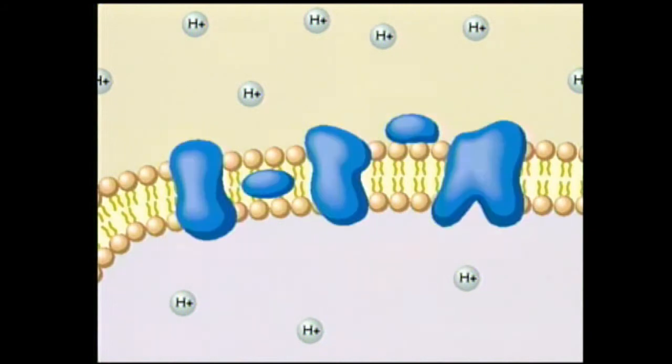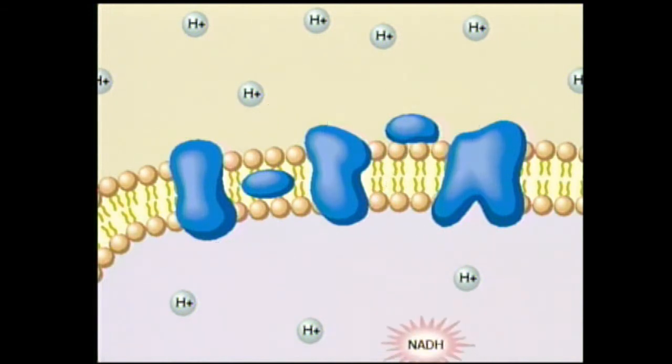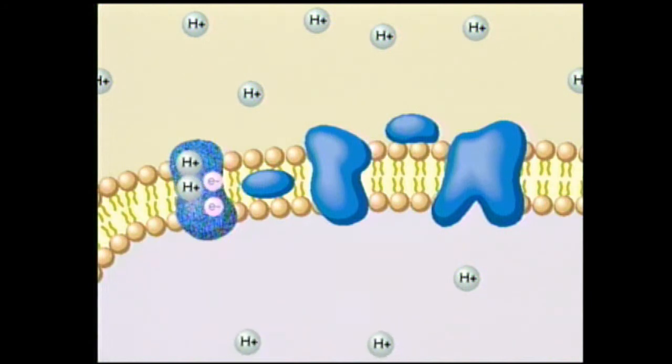These proteins are the electron carriers in the electron transport chain. The electron carriers are arrayed side by side like the links in a chain. 3 of these proteins are ion pumps. NADH transfers 2 high-energy electrons to the first electron carrier, an ion pump. NADH changes to NAD+. The carrier protein uses energy from the electrons to pump 2 hydrogen ions from the matrix into the outer compartment.